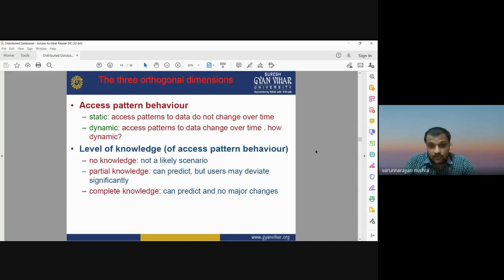The third one is level of knowledge of the access pattern behavior. Under level of knowledge, there are three scenarios: no knowledge, partial knowledge, or complete knowledge. When we opt for no knowledge, it means you will not share any kind of information with the other person. That is not a likely scenario. Partial knowledge can predict, but users may deviate significantly. And under complete knowledge sharing, you can predict and no major changes are there. Okay, so these are the three orthogonal dimensions of the database architecture: level of sharing, the access pattern behavior, and the level of knowledge.